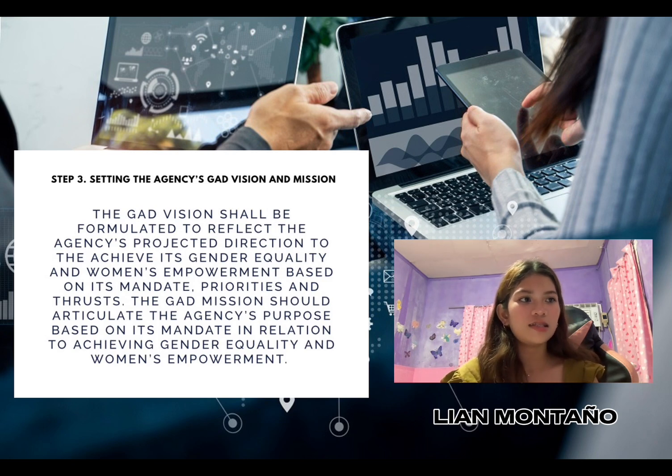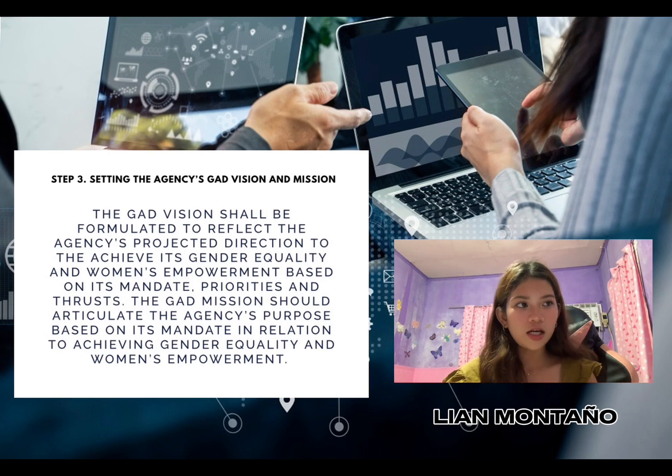Well, the vision describes the agency's long-term goals for gender equality and women's empowerment. It's a picture of what the agency wants to achieve in the future. The vision will be based on the agency's responsibilities, key priorities, and main goals. Well, the mission explains how the agency will achieve its vision. It outlines the specific actions and strategies the agency will take to promote gender equality and women's empowerment, all based on its responsibilities.